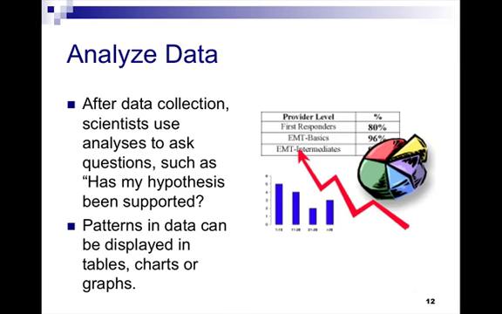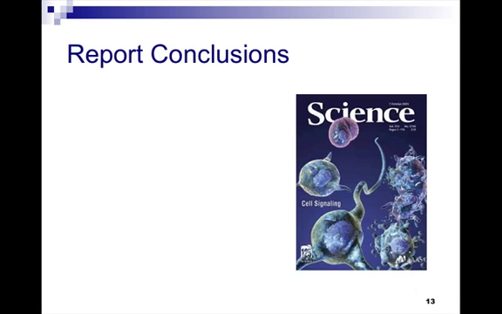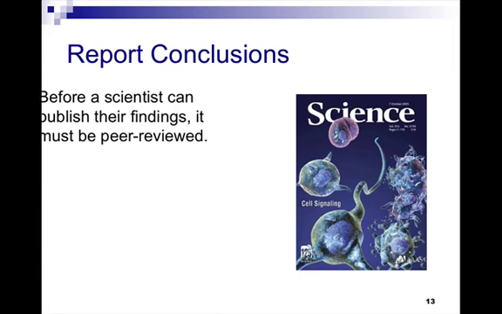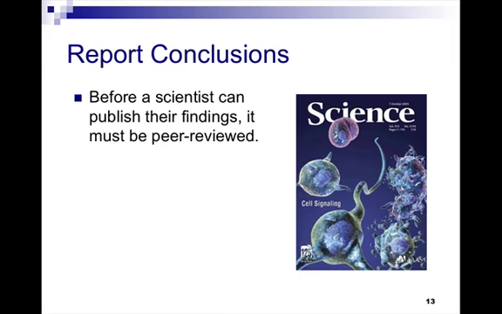And then finally, once we analyze that data, we form a conclusion. And before a scientist can publish their findings, it must be peer-reviewed. And once again, peers are their colleagues or the people that are in the same field that they are working in. For example, your peers are going to be the rest of the students in your class or in your high school. Those are your peers. Something that you share your life with, they're around the same age, those are your peers.